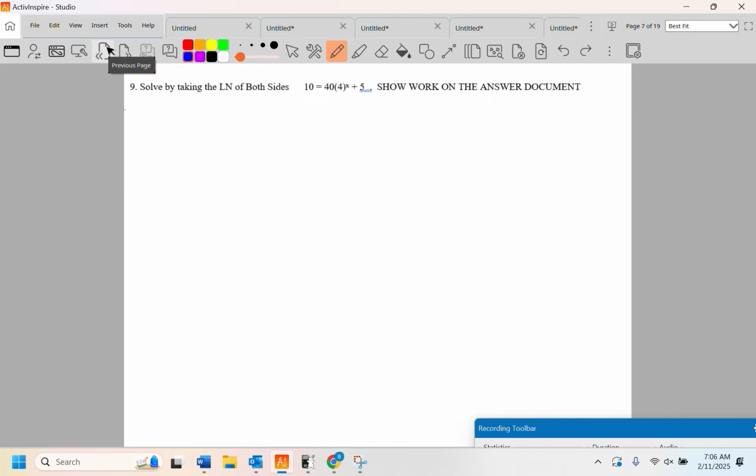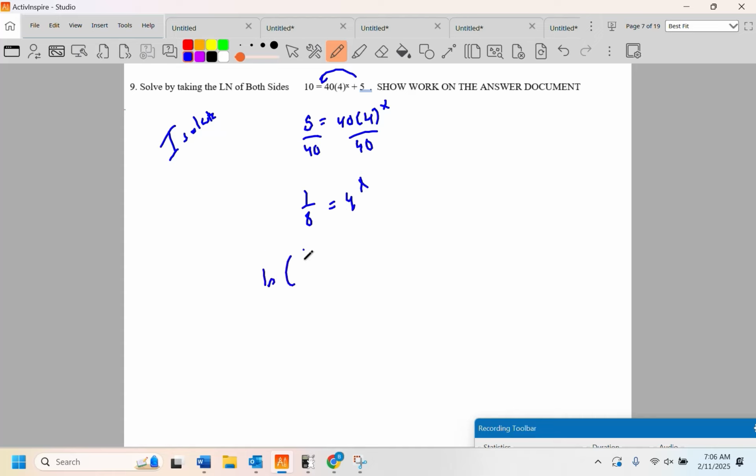Solve by taking the ln of both sides, isolate first. Subtract 5. 5 is 40 times 4 to the x. Divide by 40. 1/8 is 4 to the x. Now, ln both sides. The natural log of 1/8 is equal to the natural log of 4 to the x. Remember, exponents go to the front. x natural logs of 4 on the right is what you have. And then we divide by the natural log of 4.